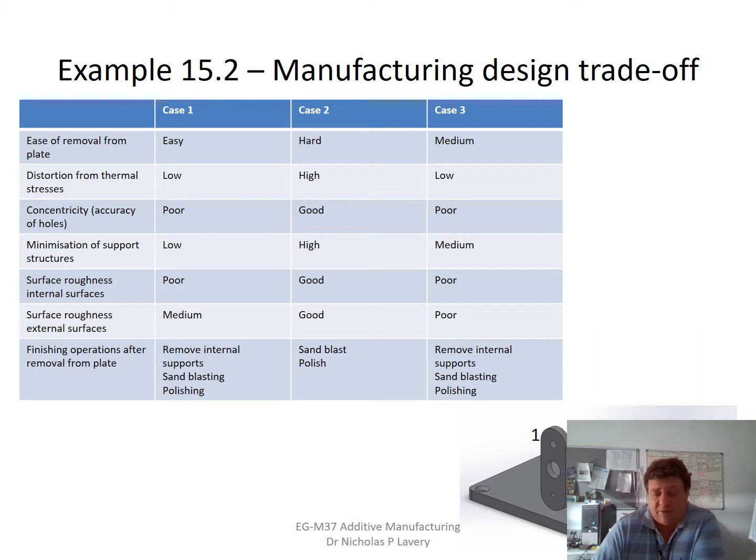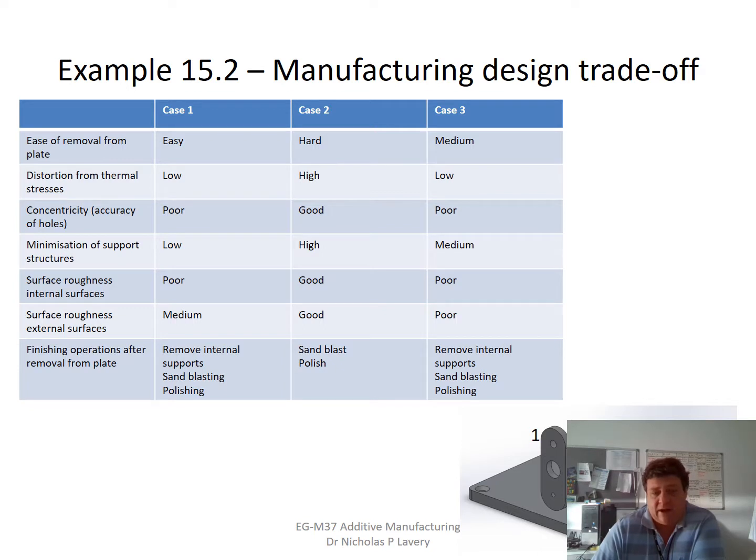Now the concentricity, by building circles in the vertical direction, as in 1 and 3, we end up with relatively low concentricity for the accuracy of the holes. So from the concentricity perspective, actually 2 is probably going to be the best, with 1 and 3 being the same poor. Now, the amount of support structures we've already mentioned here, 1 is probably the lowest, followed by 3, and then the highest amount of support structure would be number 2.